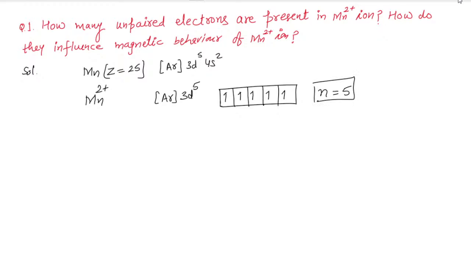So how do they influence magnetic behavior of Mn2+? As it has 5 unpaired electrons, it is highly paramagnetic in nature. It is highly paramagnetic in nature, right? Done.